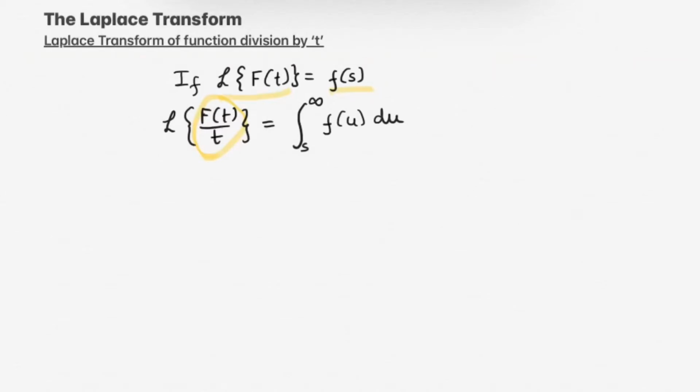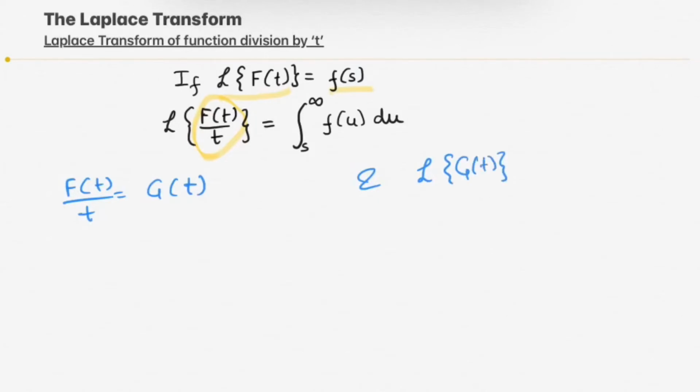Now let us assume this function f(t) over t is g(t), and suppose the Laplace transform of this function g(t) is G(s). Now from this equation, f(t) equals t g(t). Now taking the Laplace transform on both sides.